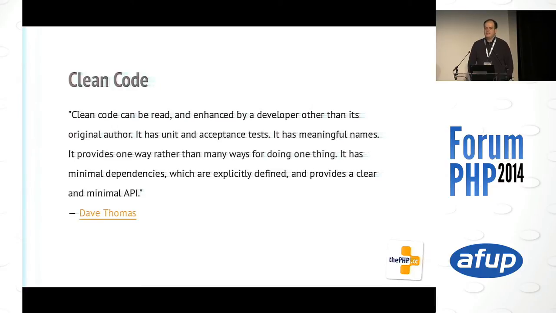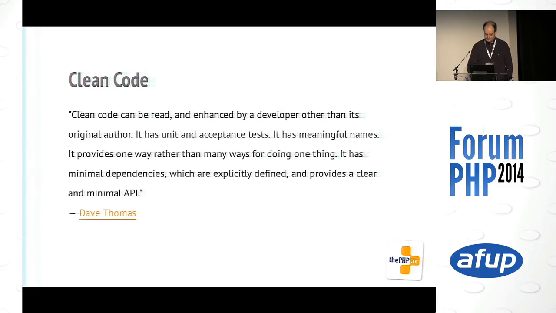So, clean code can be read and enhanced by a developer other than its original author. It has unit and acceptance tests. Only having one of the two, and you get into the pain area again. So the unit tests tell you that you built your application right. They don't tell you anything about whether you're building the right application. That's what the acceptance tests are for. It has meaningful names. It provides one way rather than many ways for doing one thing. It has minimal dependencies, which are explicitly defined, and provides a clear minimal API.